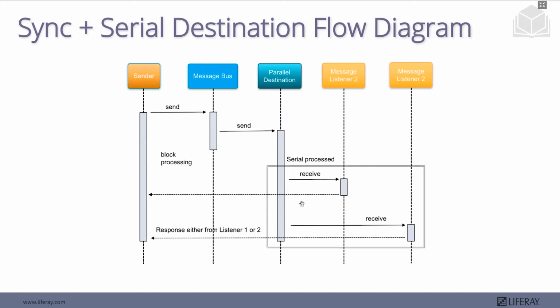So each message, for each listener, goes through the first message listener, sends it off there, goes through the second one, sends it off there. All the while, the sender is kind of blocked. It's waiting for the message to be processed, and once we receive a response back over at the sender, it can then proceed on with whatever it was doing.